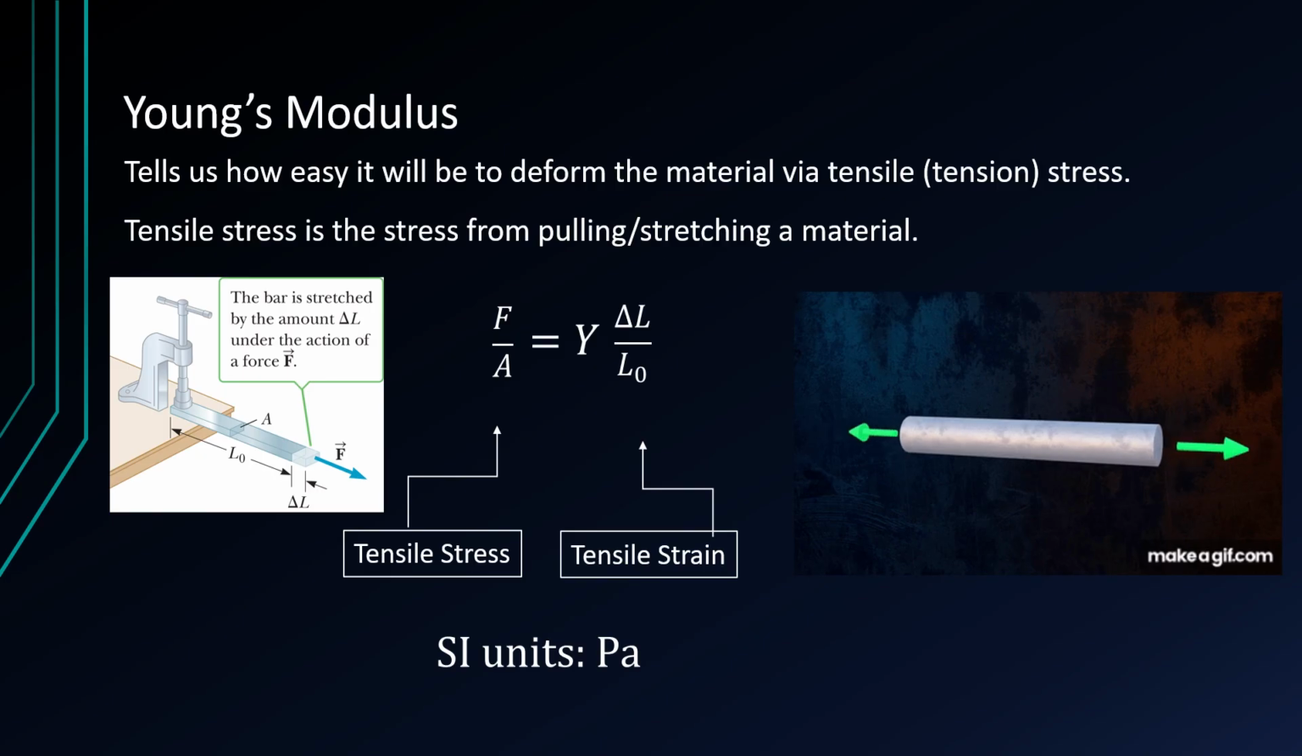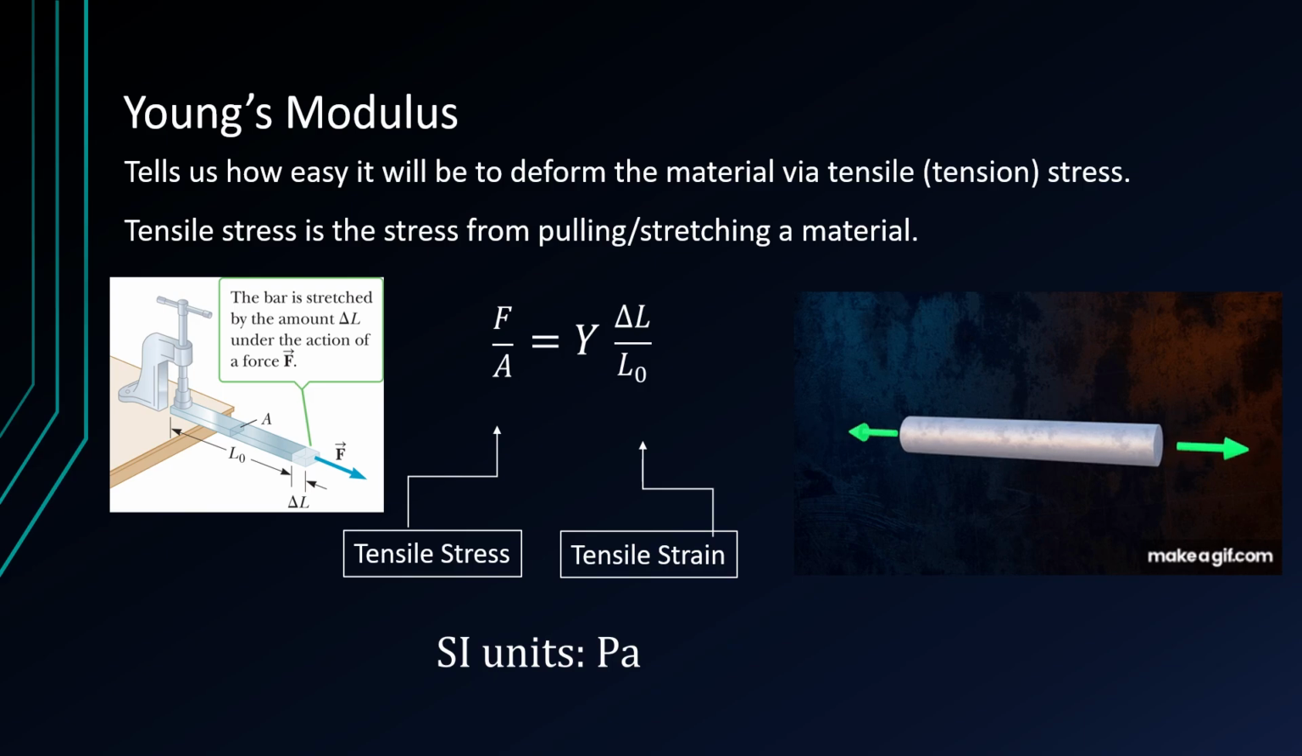Young's modulus tells us how easy it will be to deform the material through tensile stress, right? So just tension, pulling and stretching a material. Our equation for this is that our tensile stress, our force per unit of area, is equal to Young's modulus. Now, these moduli are specific to different materials, kind of like a spring has a specific spring constant.